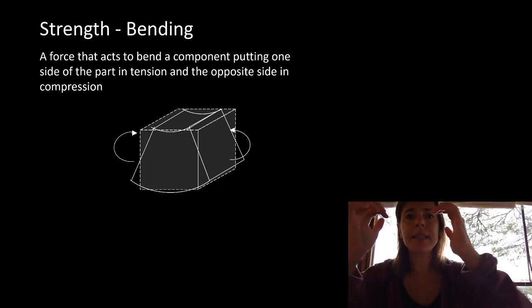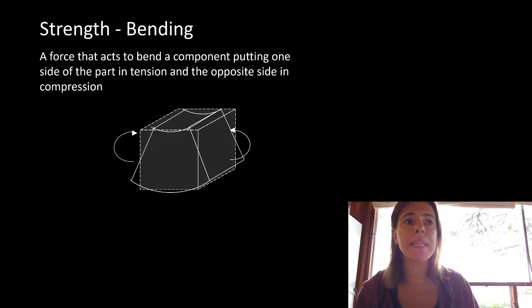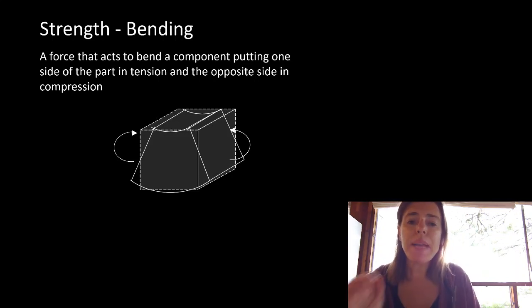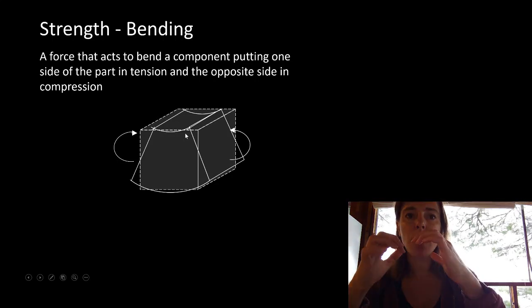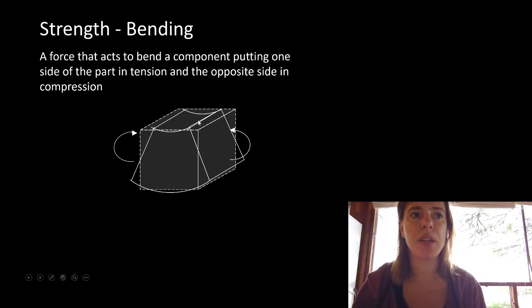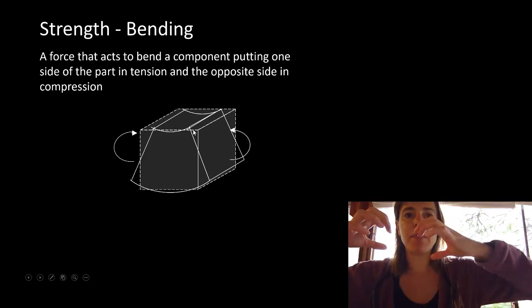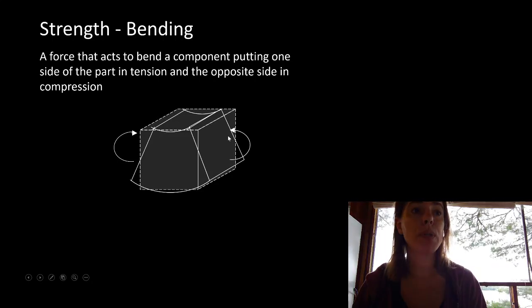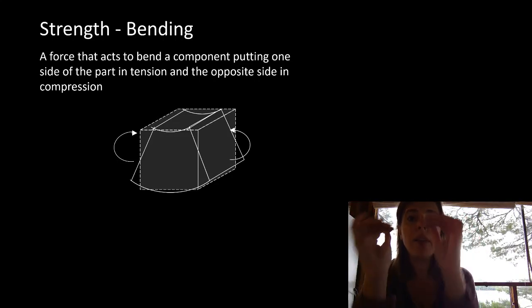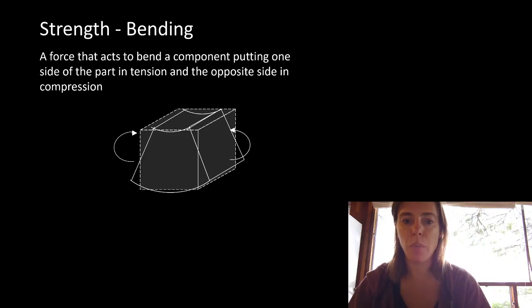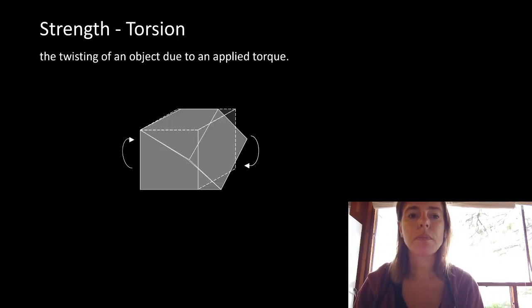Bending. Bending is the act of trying to rotate something. The best way to think about it, again, is it's making one side go into compression and one side go into tension. So if you're bending something in that direction, the top is going into compression and the bottom is going into tension. You could bend it in the other direction and the top would be in tension and the bottom would be in compression.